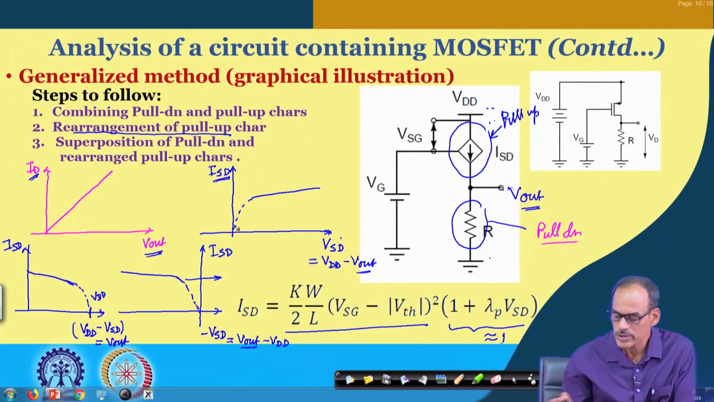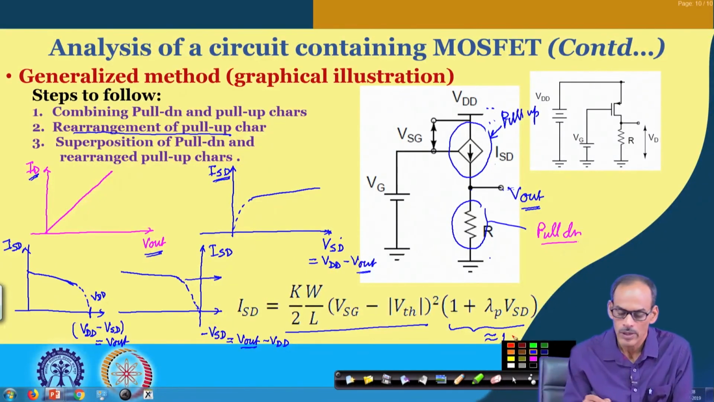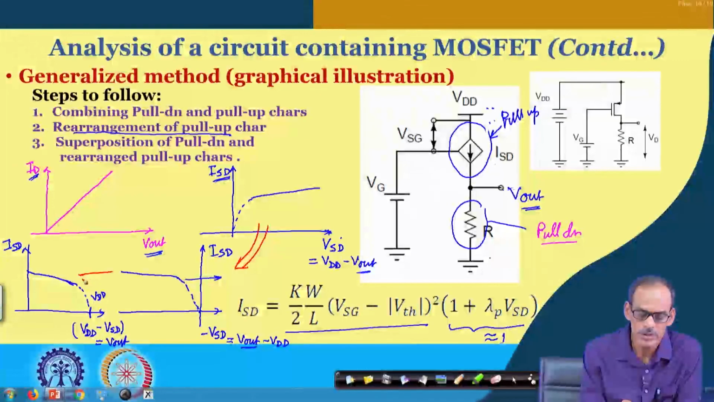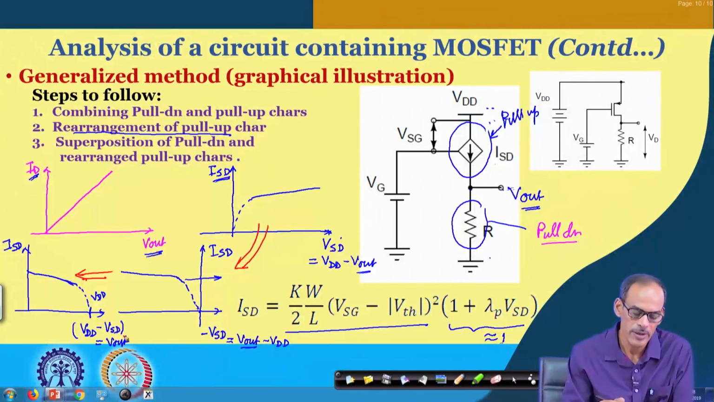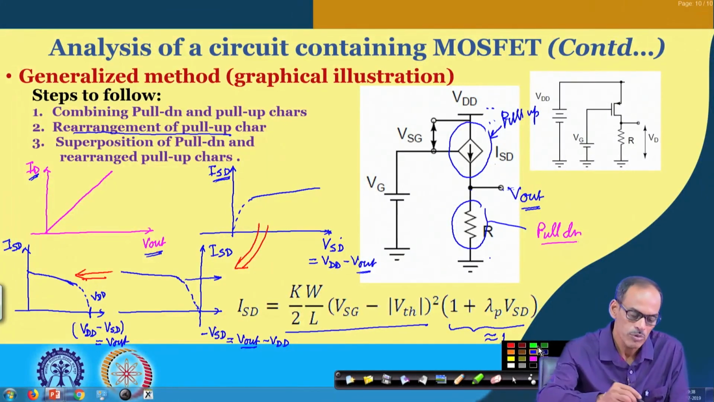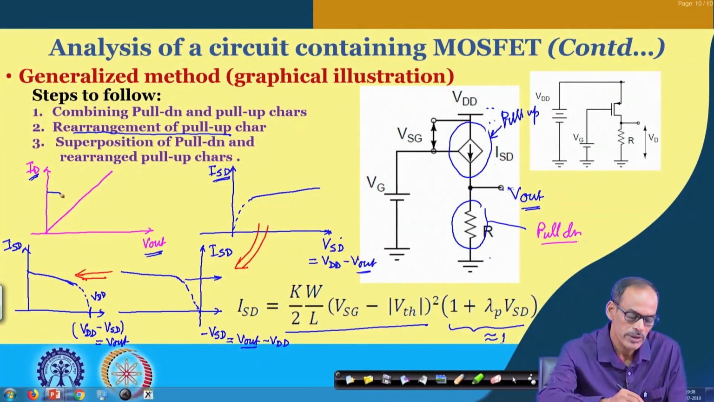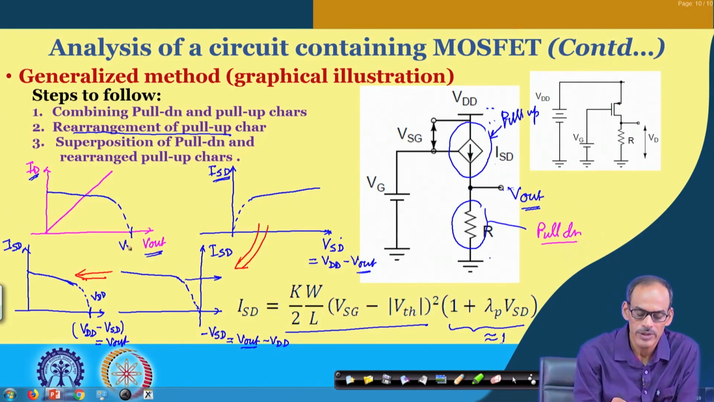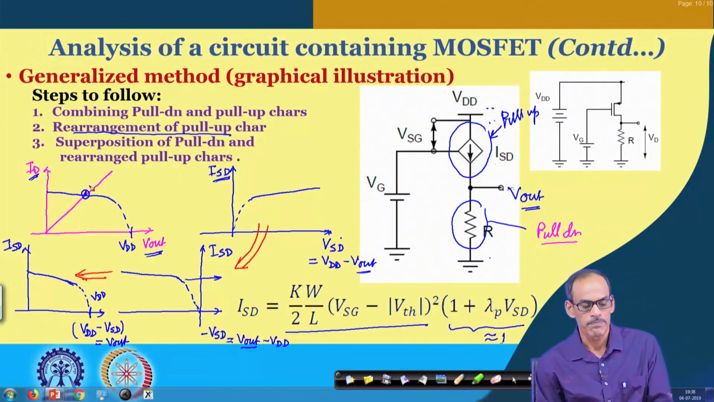So, what we have done is that we have flipped it, and then we have shifted it right, and now these two axes, this axis and this axis, are the same. So, now I can overlay this characteristic on the pull down element, and the characteristic becomes like this. We have the VDD here, and wherever they intersect, we call this the operating point.